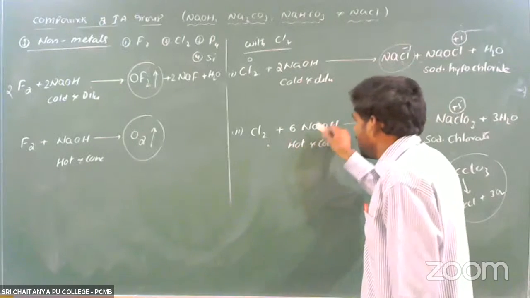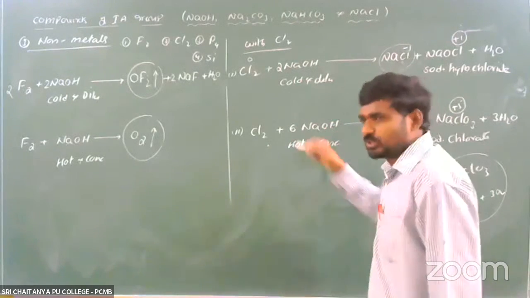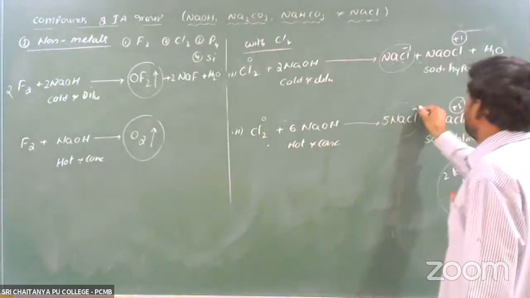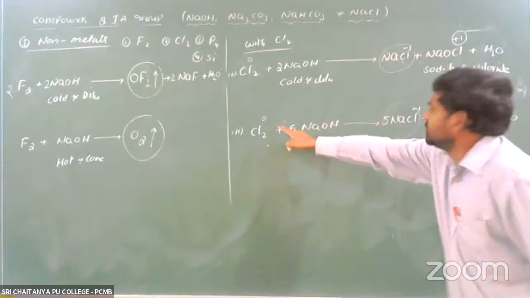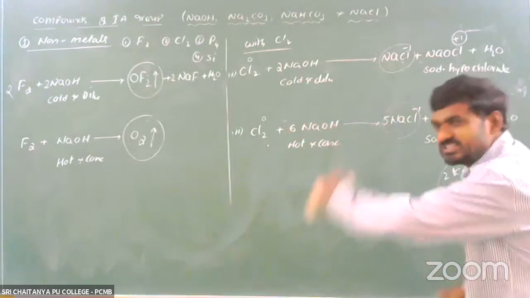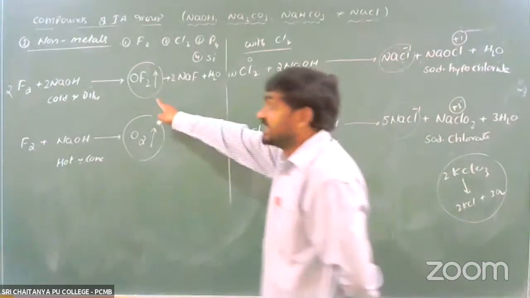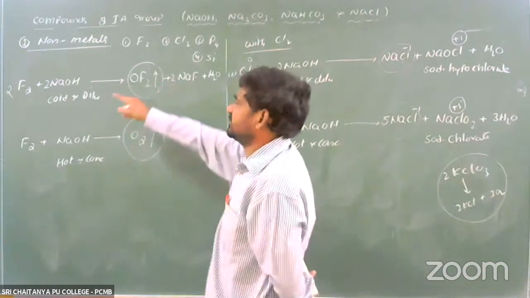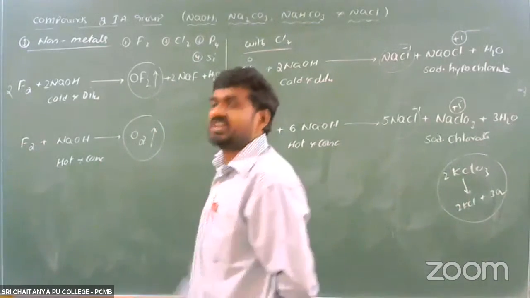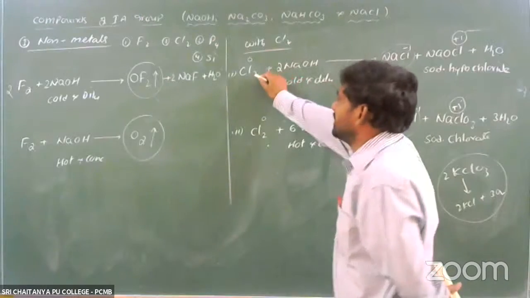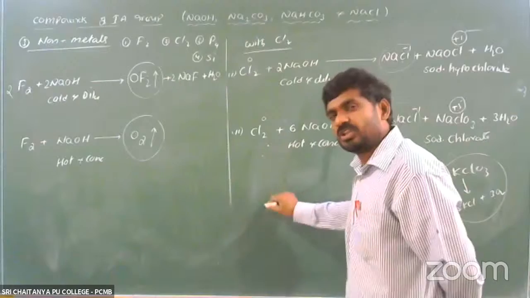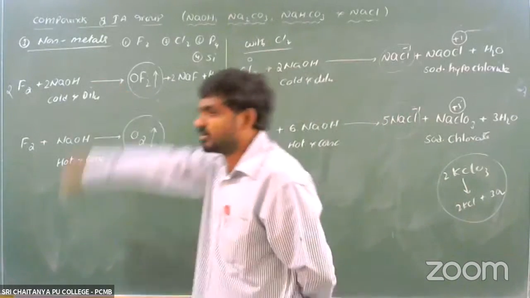So it is an example of a disproportionation reaction. Chlorine reacting with hot sodium hydroxide is also disproportionation. Here the oxidation state of chlorine is 0. Here -1. Here +5. 0 to -1 decreases. 0 to +5 increases. So it is a disproportionation reaction. But fluorine reacting with sodium hydroxide or potassium hydroxide is not a disproportionation reaction. Chlorine undergoes disproportionation. Bromine undergoes disproportionation. Iodine undergoes disproportionation, but not fluorine.